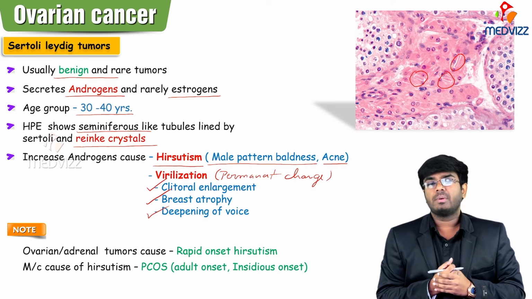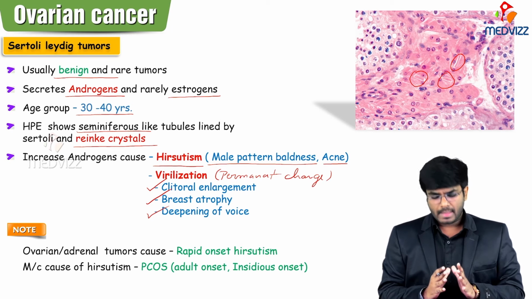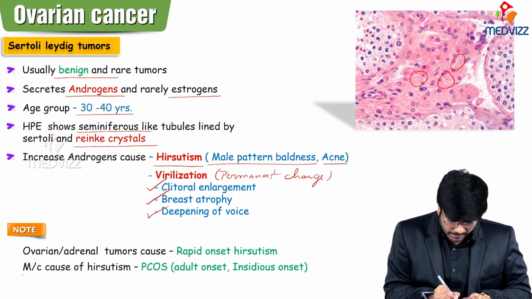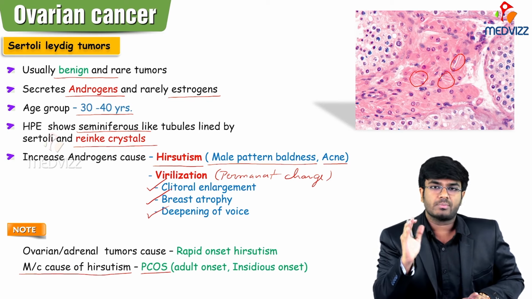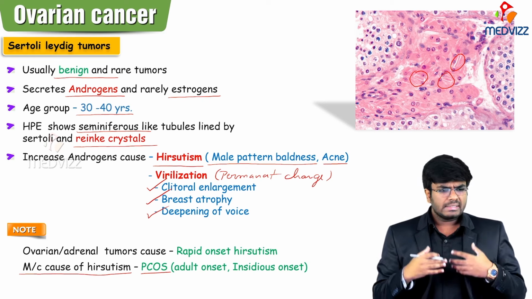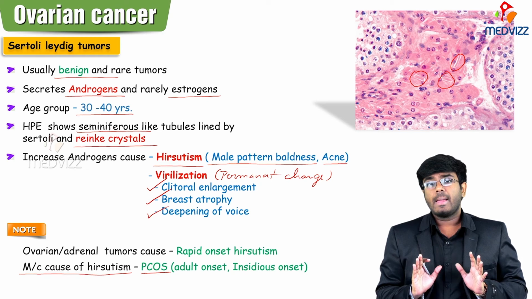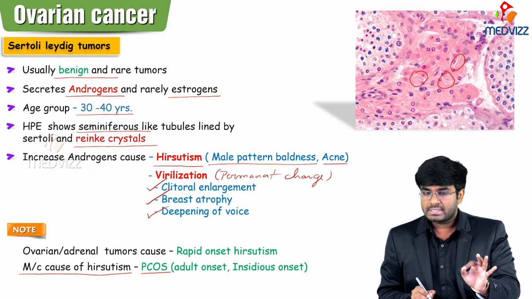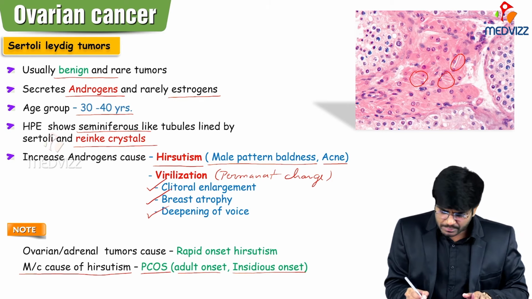Now, an important point to keep in mind: when we were discussing PCOS, we studied that PCOS is the most common cause of hirsutism. There is no doubt, polycystic ovarian syndrome is the most common cause of hirsutism. Why? Because there is too much androgen, and that androgen can cause facial hair, acne, and so on. Well and good. But remember, hirsutism because of PCOS is adult onset and insidious in onset. This is the important point.